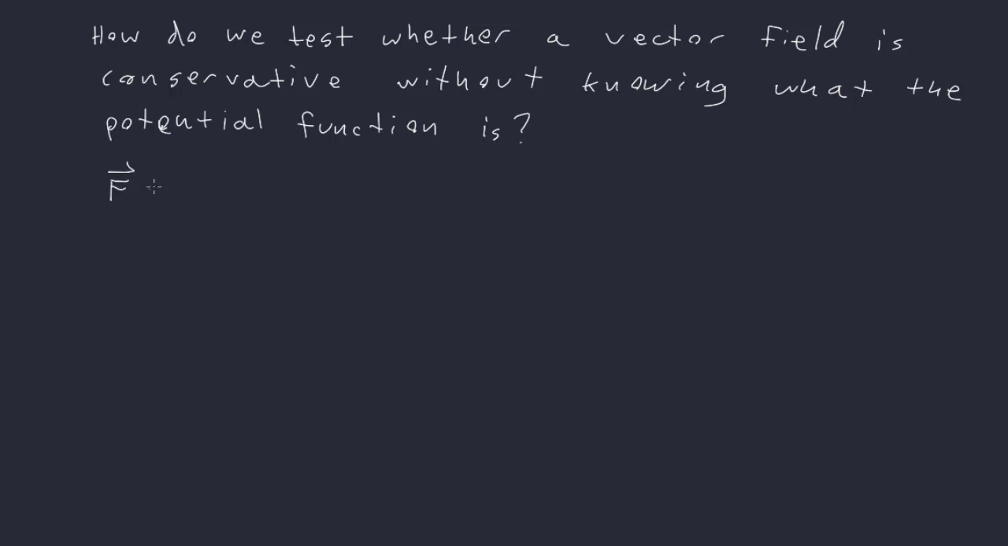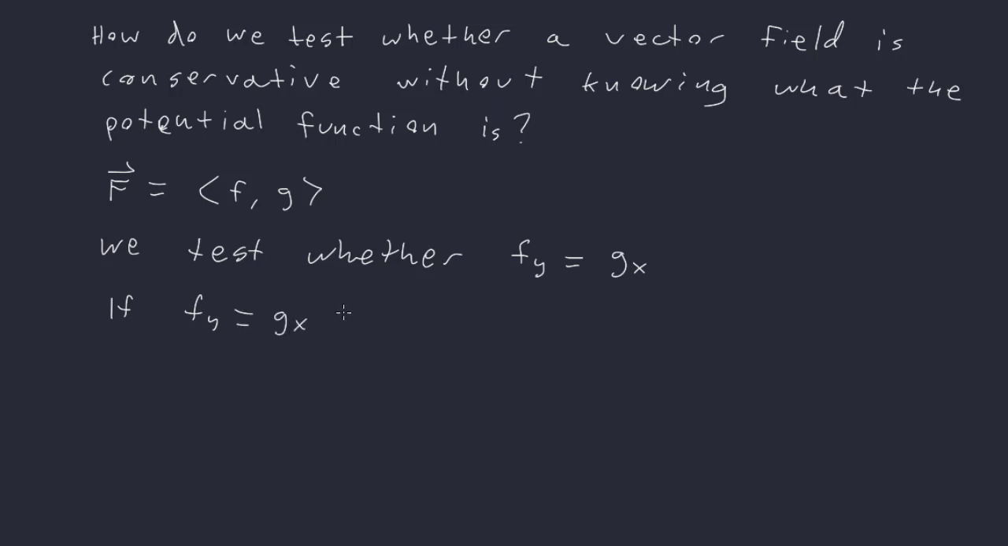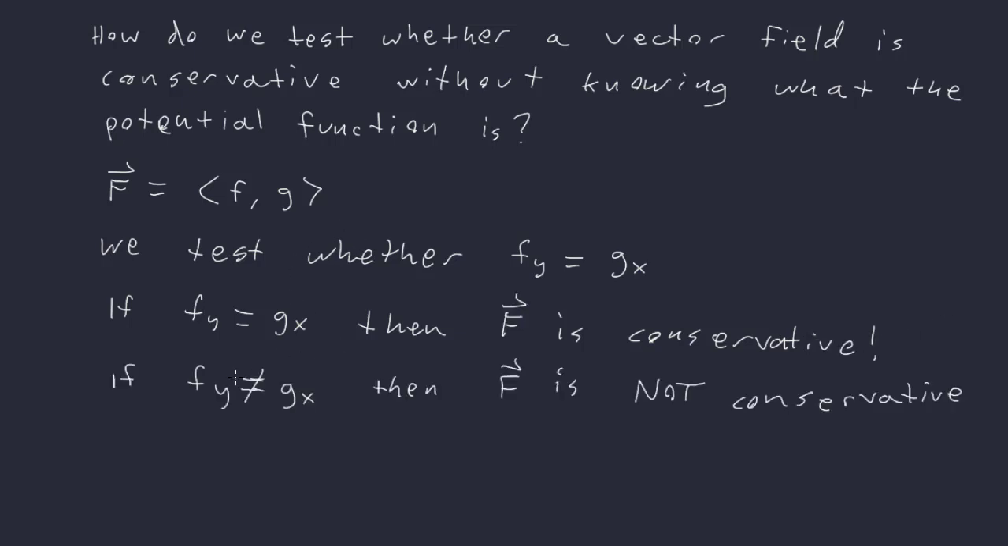What we do is that if capital F is, say, little f comma little g, we test whether f sub y is equal to g sub x. And so basically, if f sub y is equal to g sub x, then capital F is conservative. Okay, and on the other hand, of course, if f sub y doesn't equal g sub x, then F is not conservative. So what are we actually checking here?